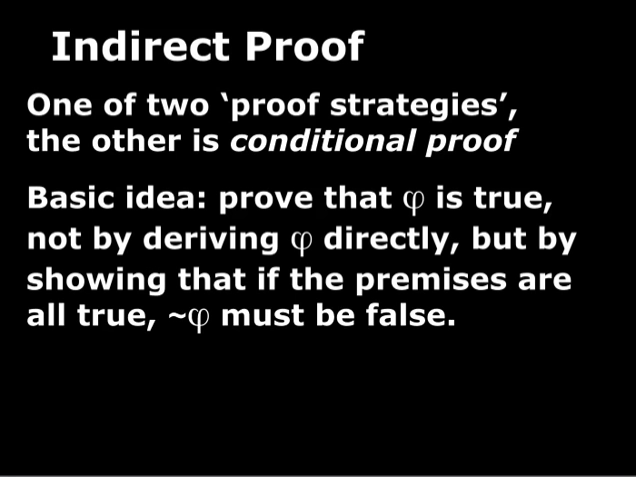So you want to derive phi. How do you do it? You do it not by deriving phi directly, but rather by showing that if the premises are all true, not phi has to be false. And obviously, if not phi is false, then phi is true. So that's why it's called indirect proof. You're not showing that phi is true, you're showing that not phi must be false, which then indirectly implies that phi has to be true.